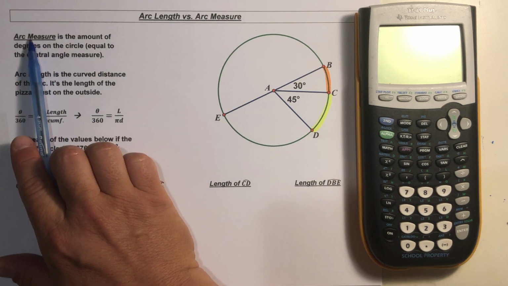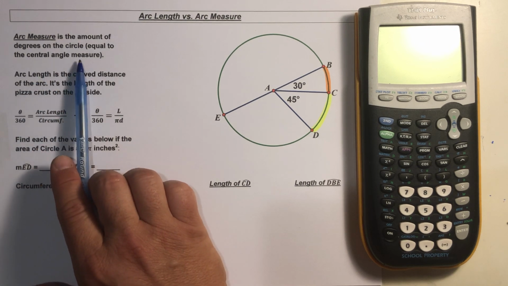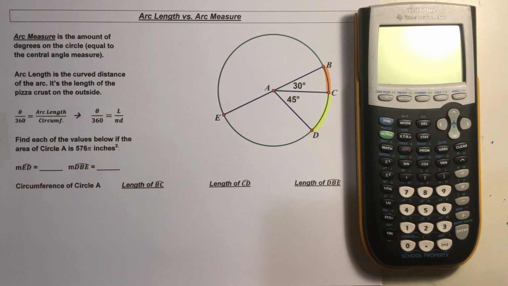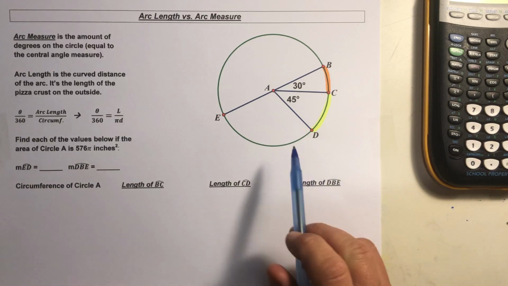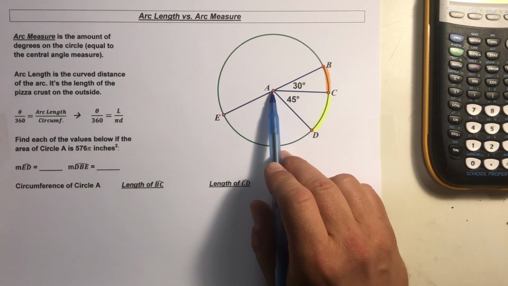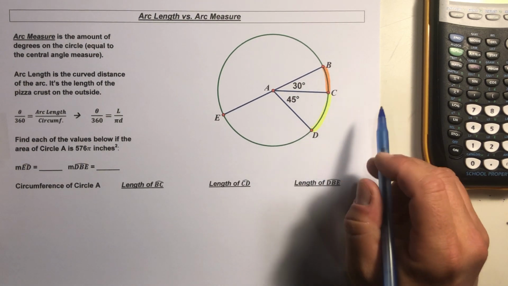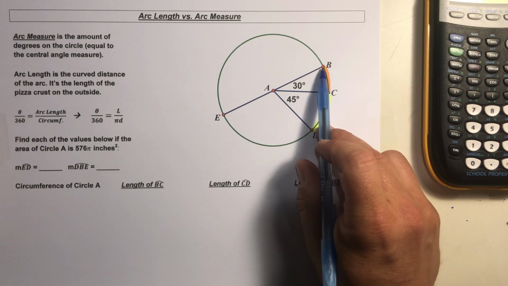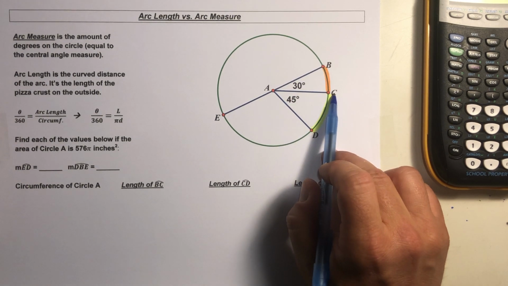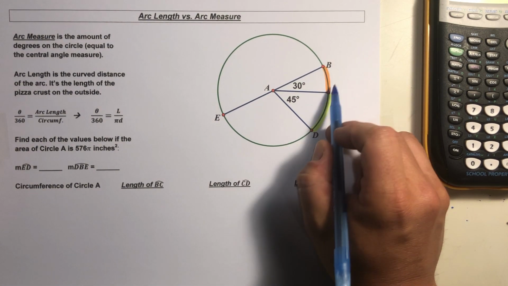First and foremost, as we've been saying, arc measure is the amount of degrees on the circle. It's equal to the central angle measure. Guys, once you hear measure, angle measure, arc measure, we should know that this is in degrees, right? So as I look over on this diagram, we have circle A. We're going to assume that EB is a diameter, so it is dividing the circle in half. And they give us two angles over here. So right off the bat, notice that the measure of angle BAC is 30 degrees, which means arc BC has a measure of 30 degrees, right?